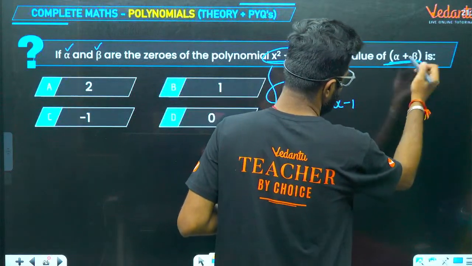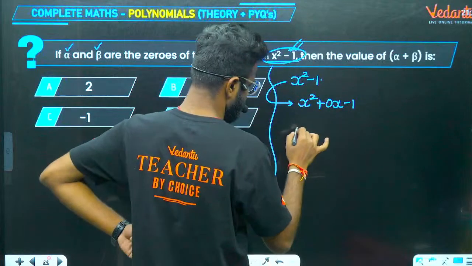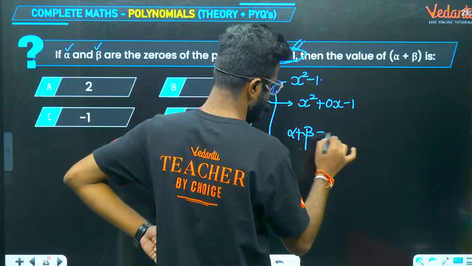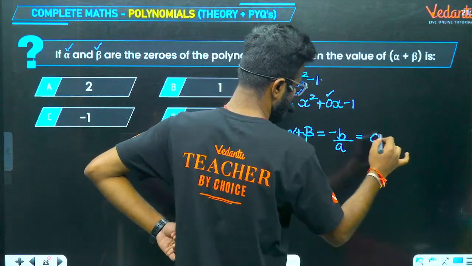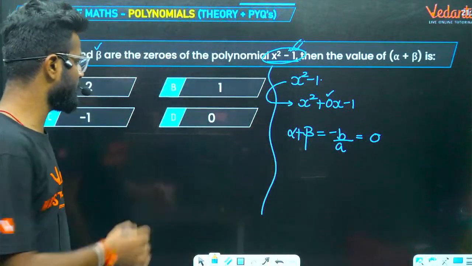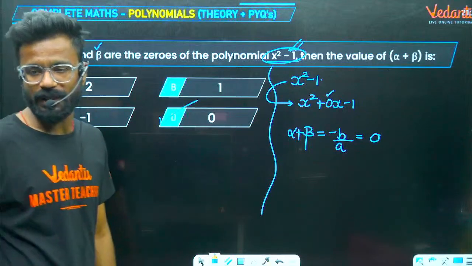Now we have to find the value of alpha plus beta. Simple. Alpha plus beta is equal to minus b by a. B is 0, a is 1. So alpha plus beta is 0. Option D is correct.